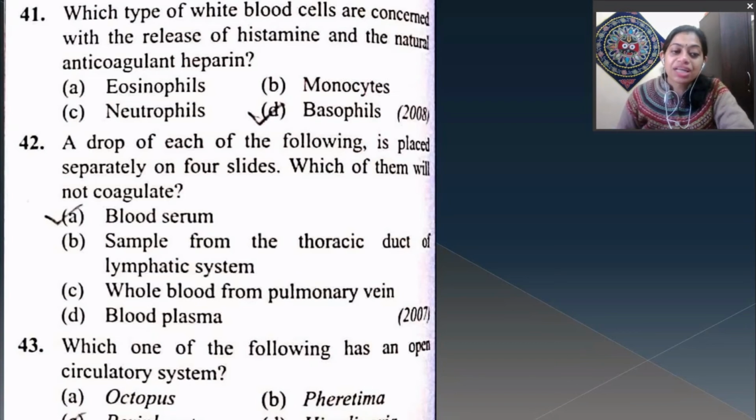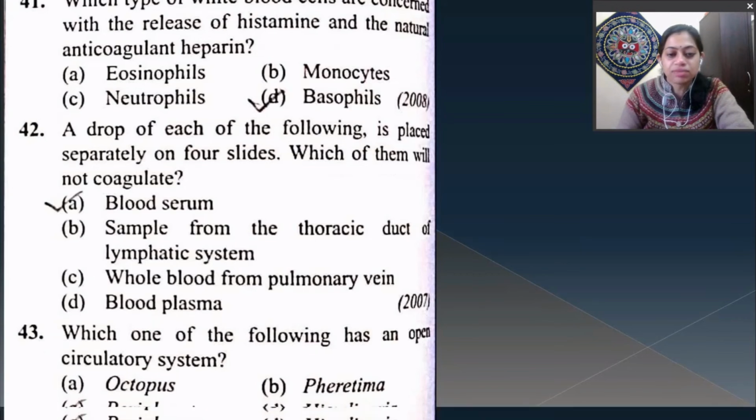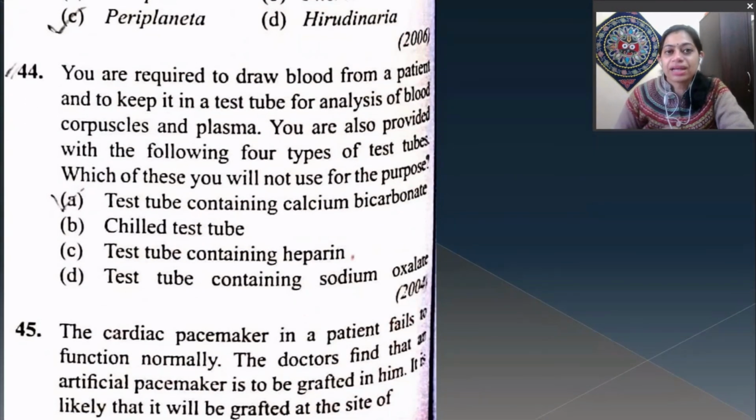Next, which one of the following has an open circulatory system? Octopus, Pheretima, Periplaneta and Hirudinaria. Right option will be Periplaneta.